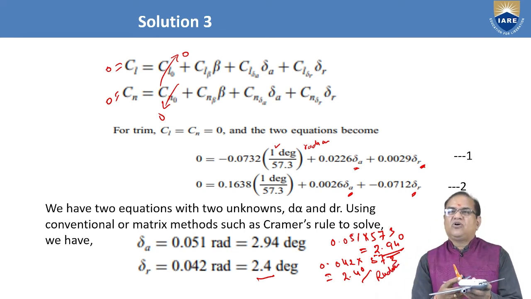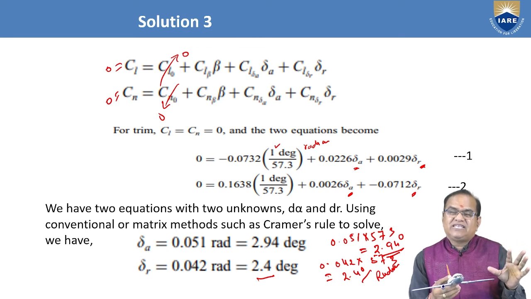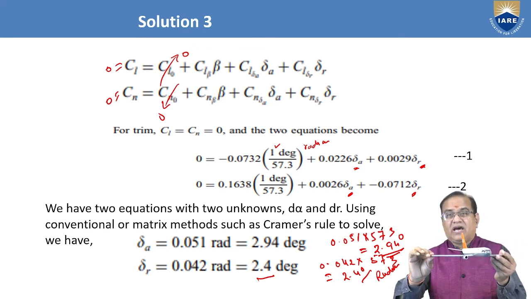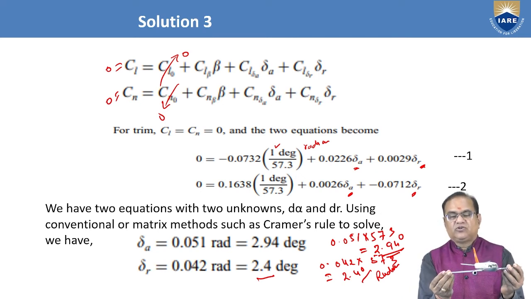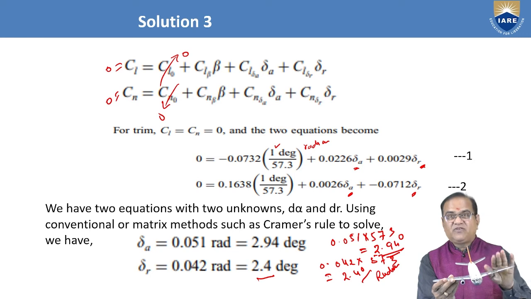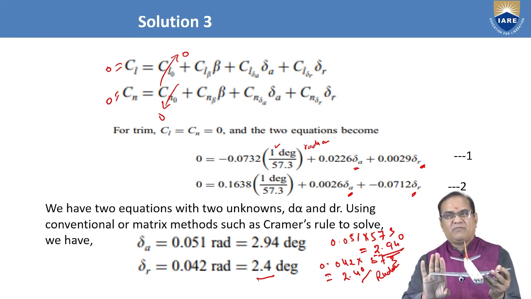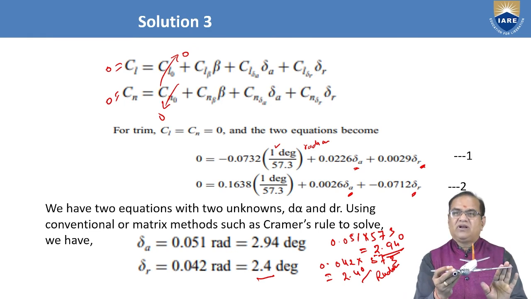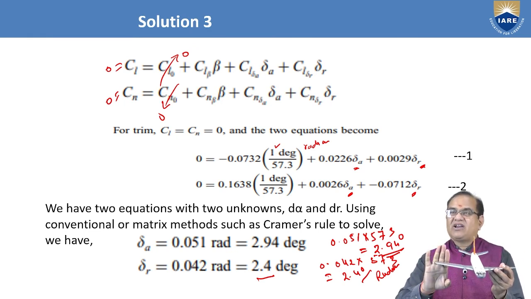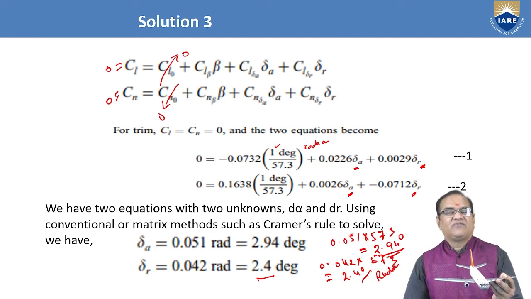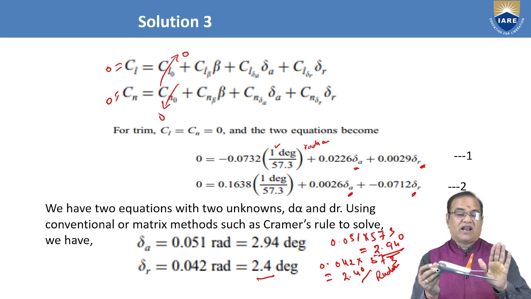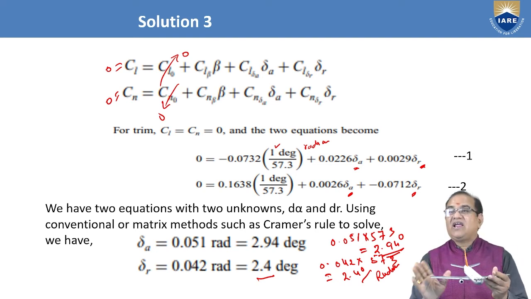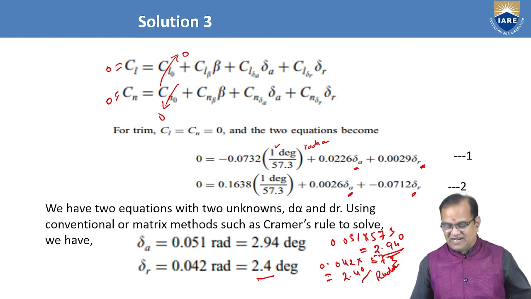Delta A is also positive. So delta A is positive, meaning right wing going down. Right wing going down is positive. So it means what? Left wing should go up and right wing should go down. So right aileron down plus left aileron up should be 2.94 degrees. So that much we have to understand, that the right aileron will go down and left aileron will go up in this condition.